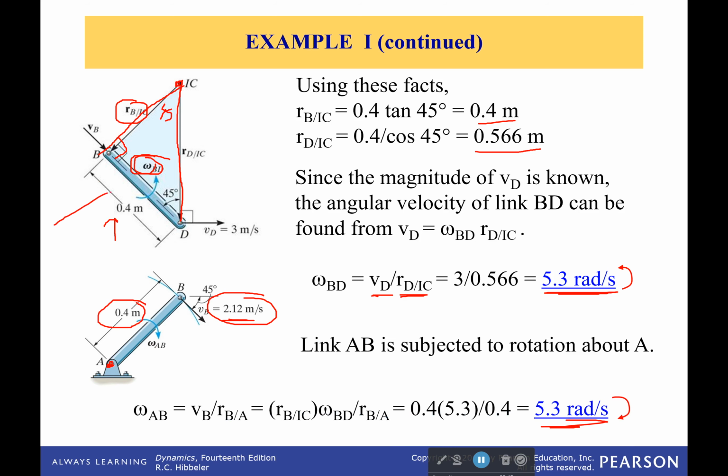And this makes a lot of sense because it's symmetric. They were at the same angle, 45 degrees here, 45 degrees there, and 90 between them. They're the same length. It makes sense that they would have the same angular velocity, just in opposite directions.